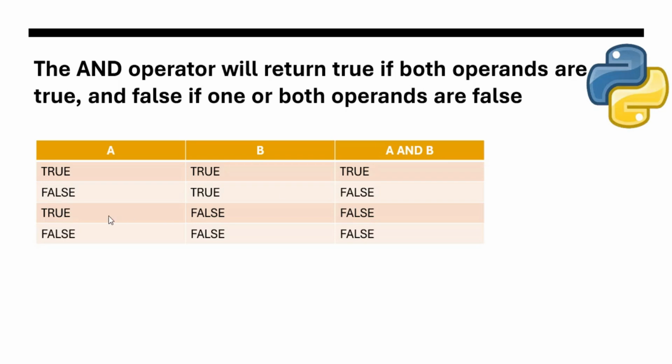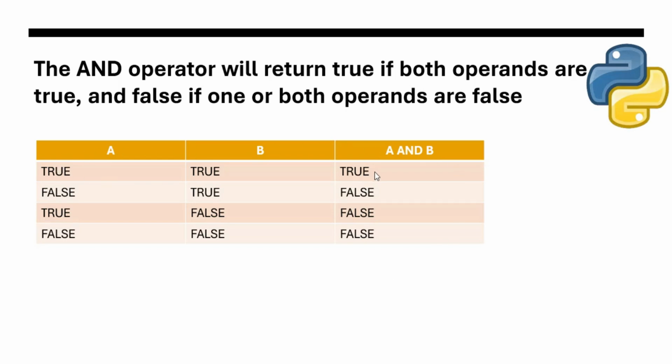Well, here I have a table. For example, A is true, B is true, for A and B, that definitely is true. Then A is false, B is true, for A and B, false. Then A is true, B is false, A and B, false. Next, A is false, B is false, for A and B, false.